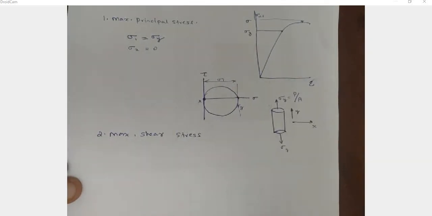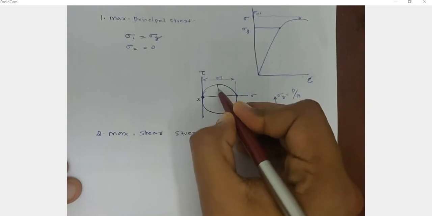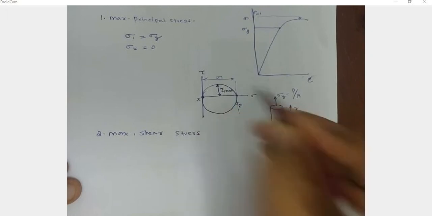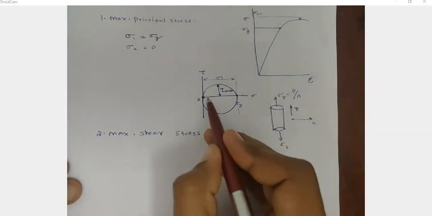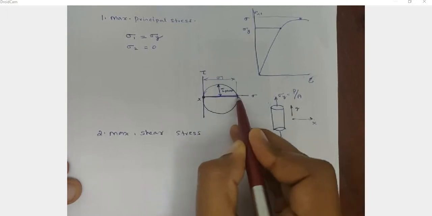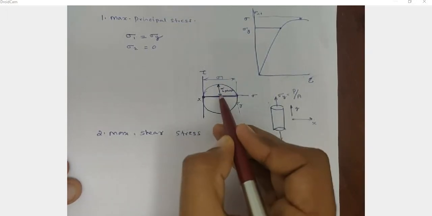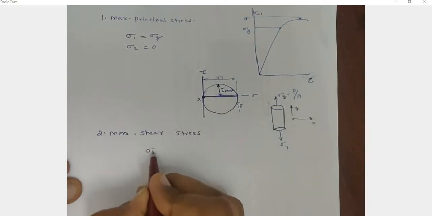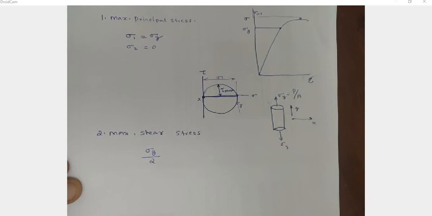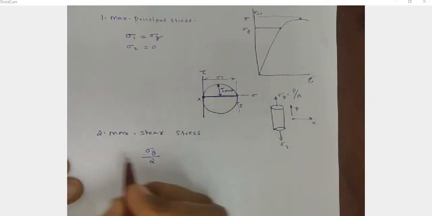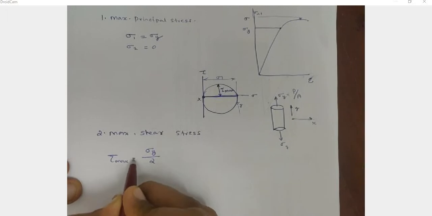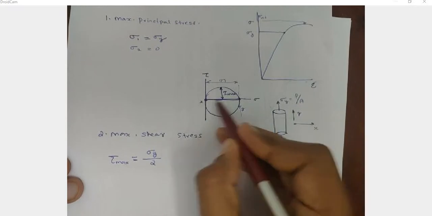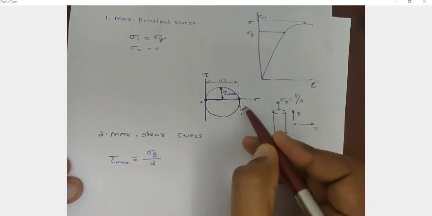Maximum shear stress here, again from the Mohr circle, we know this is from the center. If you draw a line like this, this is the tau maximum. So we know the diameter of this circle is sigma y. Then what will be this value? The radius will be equal to sigma y by 2. So tau maximum equals sigma y by 2, because sigma y is the total diameter, so the radius will be sigma y by 2.